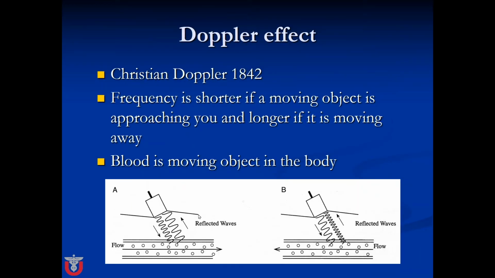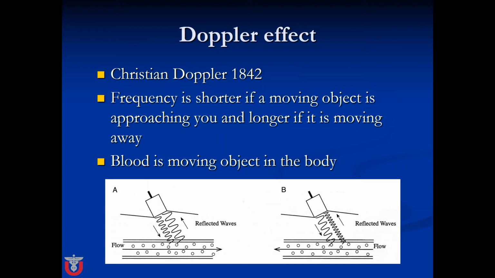Now, we've been talking about really grayscale images to this point, but we can also look at Doppler flow. And Christian Doppler, he was a scientist in the 1800s. He made the observation that when an object is approaching you, it appears at a shorter wavelength than if it is moving away from you. And we've all experienced this with a siren, right? As a siren is coming towards you, it's a higher pitch. As it's going away from you, it's a lower pitch.